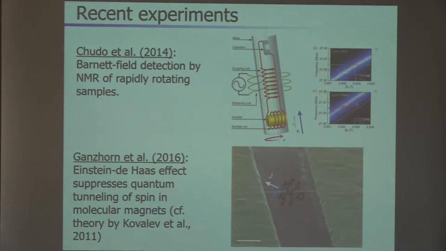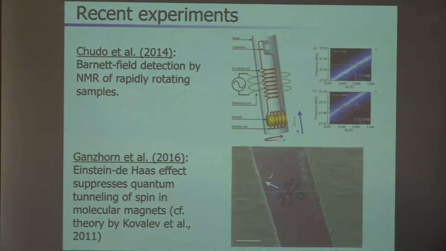Good. Now, these two effects are still subject to very recent research. What you see here are experiments by Professor Saito and collaborators, who really showed that there is a Barnett effect on nuclear magnetic resonance in rapidly rotating samples.